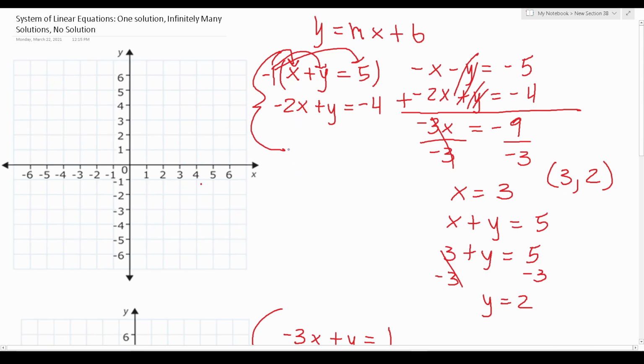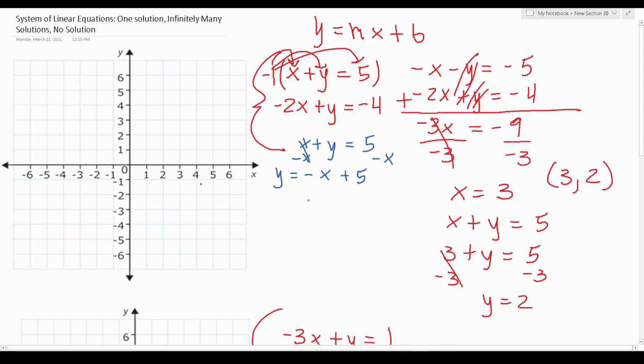Again, this first equation was x plus y equals 5. In order to graph this very quickly, we want to put it in this form, that is y equals mx plus b. So in order to do that, I'm going to subtract x from both sides. This crosses out here, leaving me with the equation y equals -x plus 5.